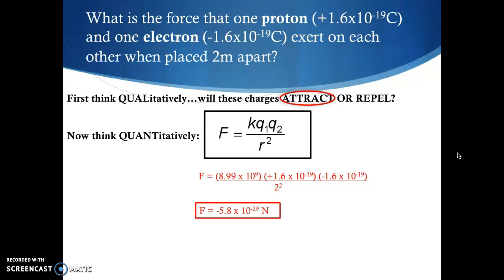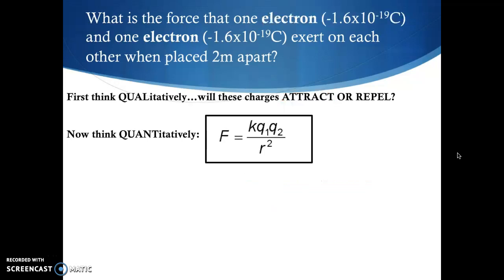Don't forget that squared. Now you'll notice this is not very much force, negative 5.8 times 10 to the negative 29th. So that's 0.00029 zeros, 58 newtons. Not much at all. Let's move on to problem number 2. This problem, very similar, except now we're asked to find the force that one electron and another electron exert on each other when placed at 2 meters apart.